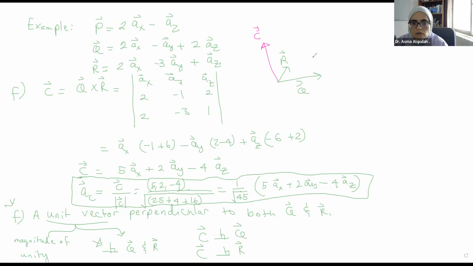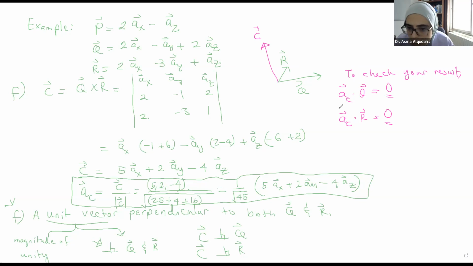So to check your result, you can have A sub C dot Q, it should give you 0. And you do A sub C dot R, it has to have a result of 0 as well, because if the angle between the unit vector and Q is 90 degrees, then the dot product should be 0. And if the angle between A sub C and R is 90 degrees, then the result should be 0 as well.